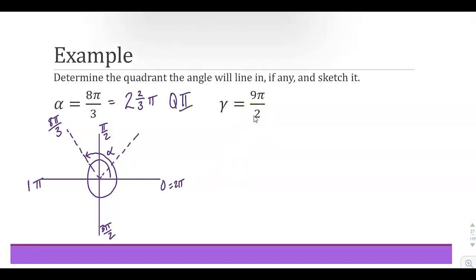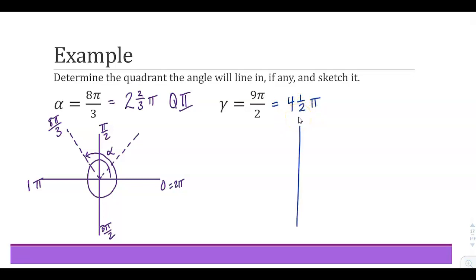And then here we have gamma is equal to 9 pi over 2, which again is going around more than 1 complete revolution. So how many is it exactly? Well, 2 goes into 9 4 times with 1 left over, so it's 4.5 pi. So that means I'm going to do 2 complete revolutions. 4 pi is 2 complete revolutions, and then I'm going to go an extra half a pi.